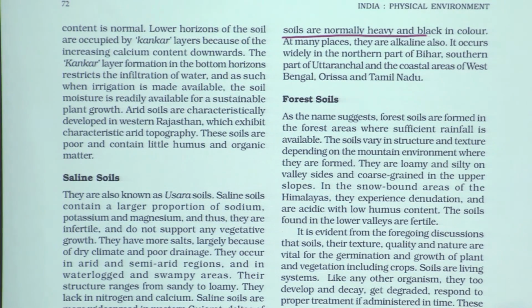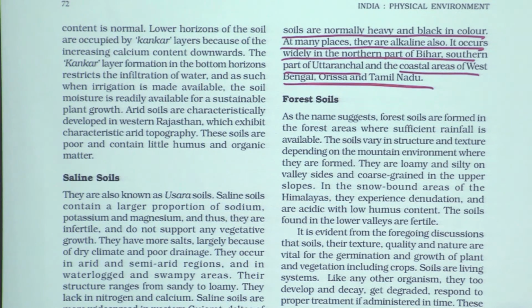Soils are normally heavy and black in color. At many places these are alkaline also, occurring in northern part of Bihar, Uttarakhand, coastal West Bengal. Soil type number 8 and final, forest soil. So how do I distinguish forest soil actually? The forest soil is largely in a mountain environment. So should I construct it like this?